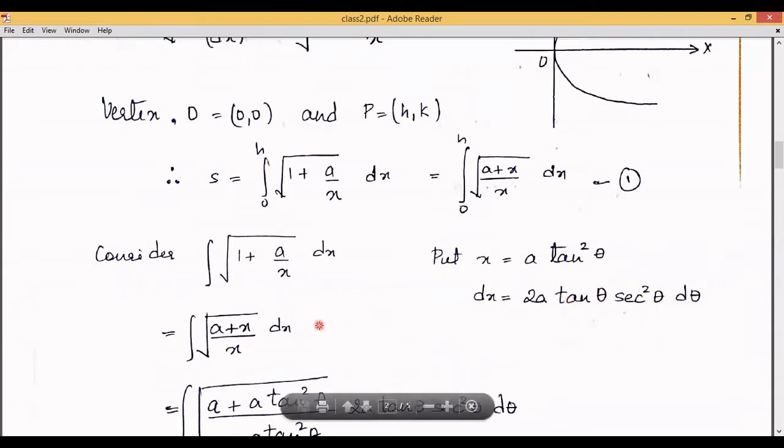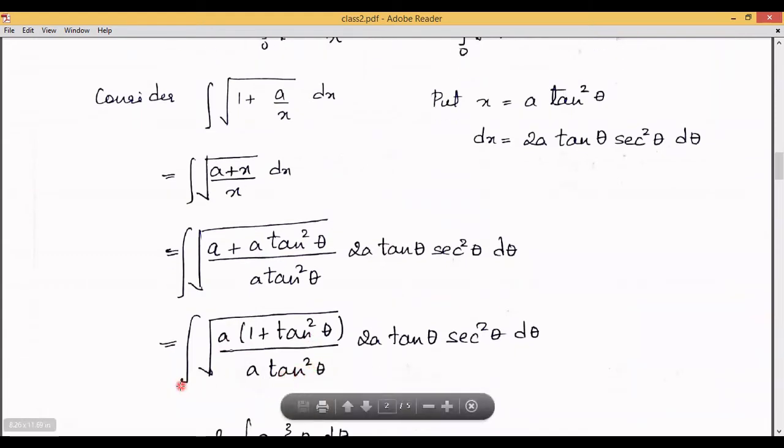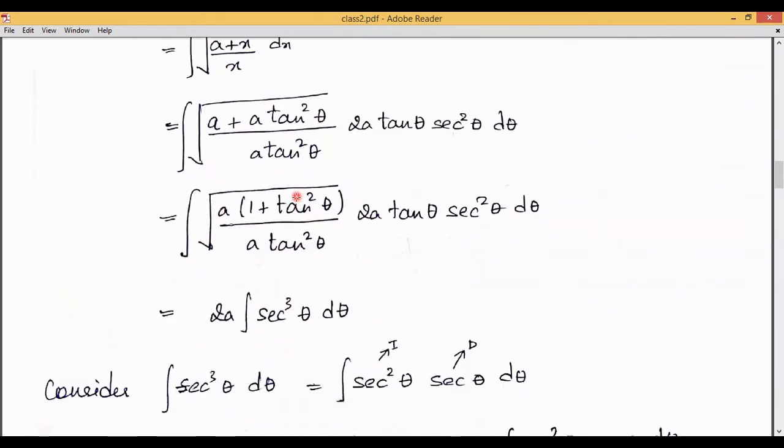Okay. So now you have found what x and dx are. We'll substitute each and everything here. So here in this term, a is common. We'll take that out and that will get cancelled. 1 plus tan square theta is secant square theta. Secant square theta by tan square theta under this root becomes secant theta by tan theta. Tan theta and tan theta will get cancelled and secant square theta into secant theta will become secant cube theta. And this 2a, I've taken that outside.